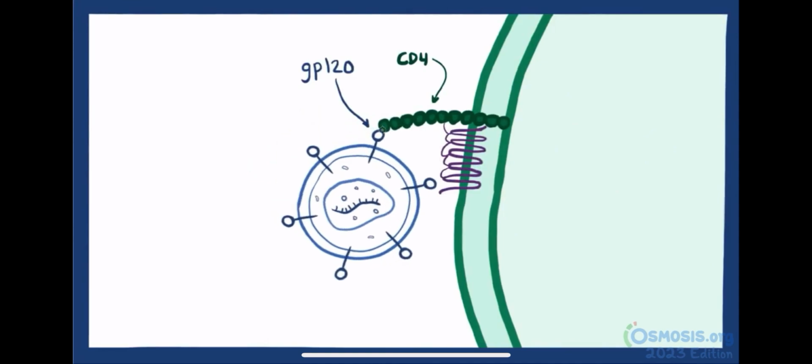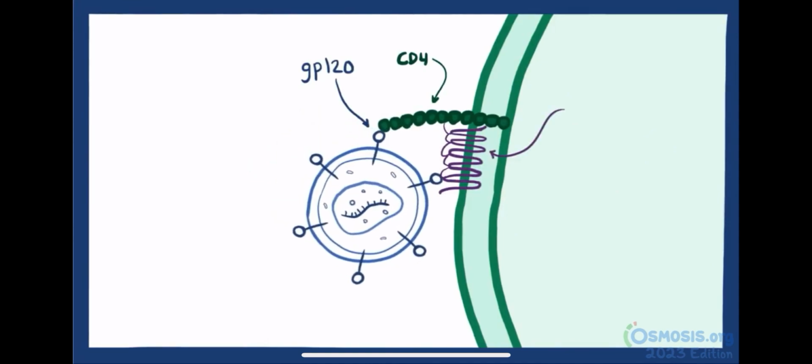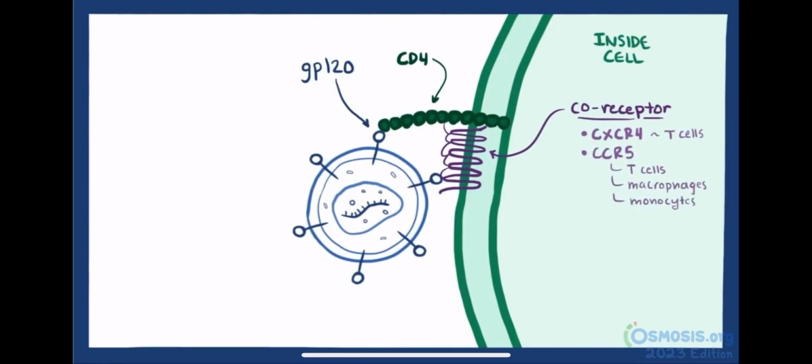HIV then again uses GP120 to attach to another receptor, called a co-receptor. HIV needs to bind to both the CD4 molecule and the co-receptor to get inside the cell. The most common co-receptors that HIV uses are the CXCR4 co-receptor, which is found mainly on T cells, or the CCR5 co-receptor, which is found on T cells, macrophages, monocytes, and dendritic cells.